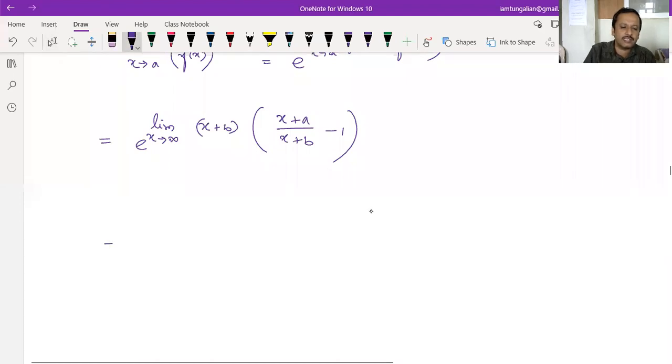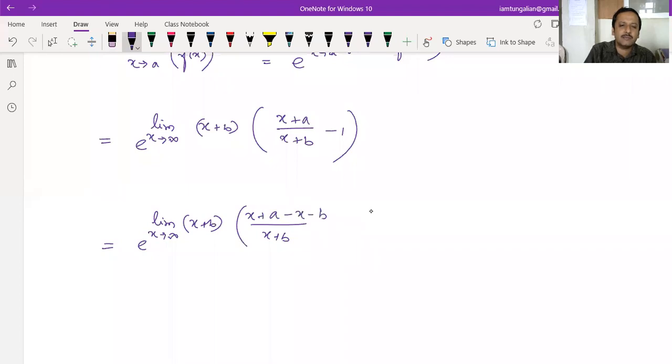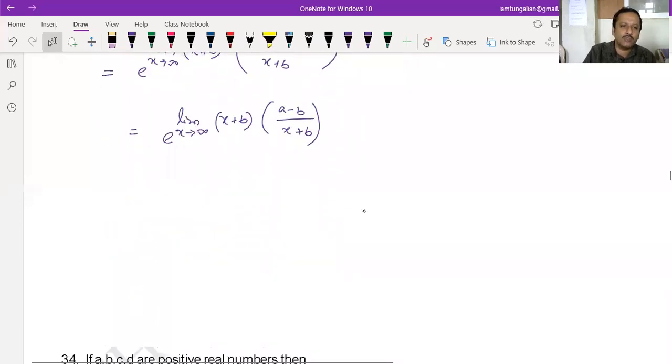Okay, so let us further simplify this. E to the power limit x tends to infinity of x plus b into, here take LCM. LCM is x plus b. The numerator is x plus a minus of x plus b. That will give you minus x minus b. x gets cancelled. So this is equal to e power limit x tends to infinity of x plus b into (a minus b) divided by (x plus b). This x plus b gets cancelled. So we will have e to the power limit x tends to infinity of a minus b.